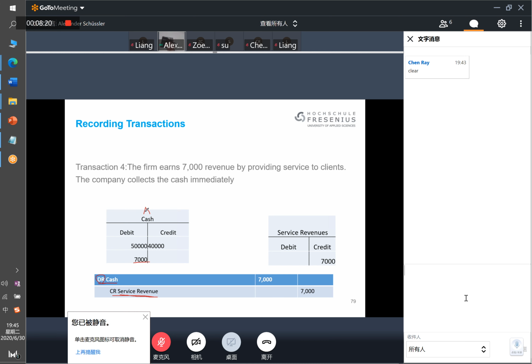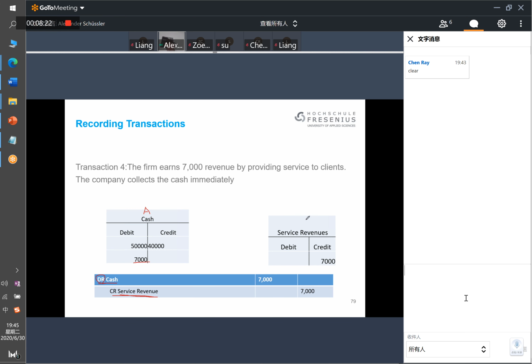Cash is an asset account, and service revenue is basically an equity account. Of course it goes into the income statement, but the result of the income statement, which is net income and which is influenced by revenues and expenses, actually increases our equity. So service revenue is an equity account.